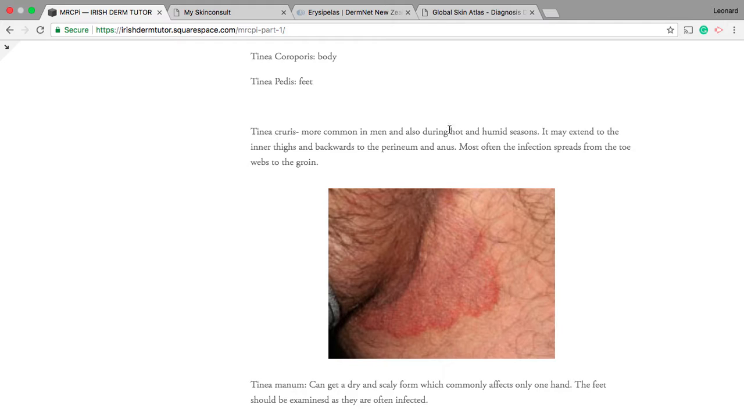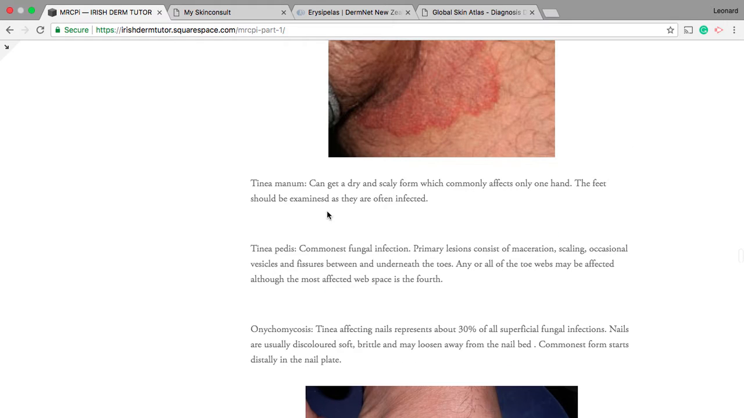This tends to be more common in men and also during the hot and humid seasons. And this can extend to the inner thighs and backwards to the perineum and anus. Oftentimes this infection can actually spread from the toe webs up to the groin. Tinea manuum is where you can get a dry and scaly form of the infection of the hand, and it often only affects one hand, and it often is transferred again from the feet, so the feet should always be examined. And then moving on to the feet, tinea pedis.